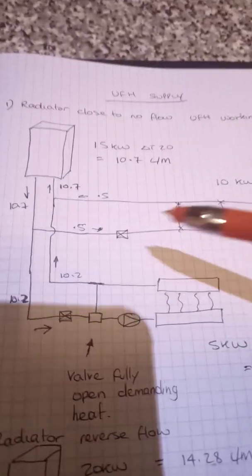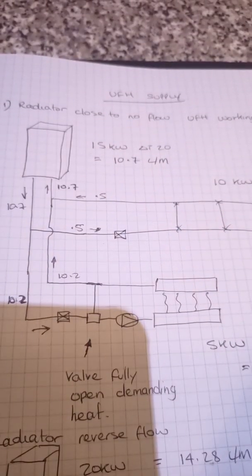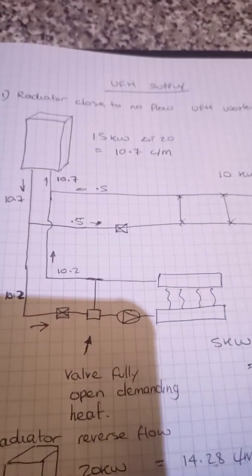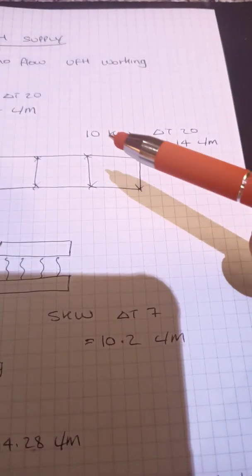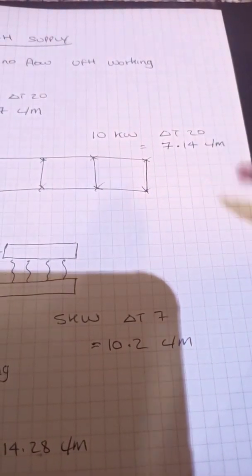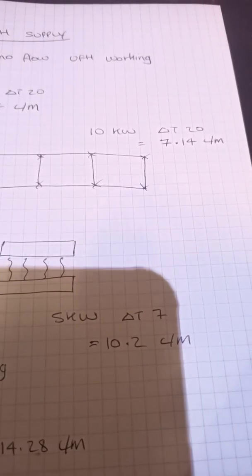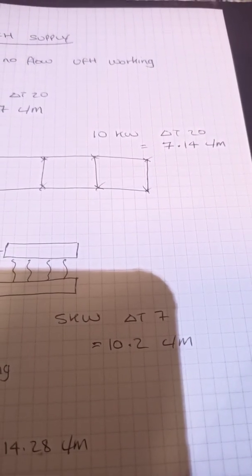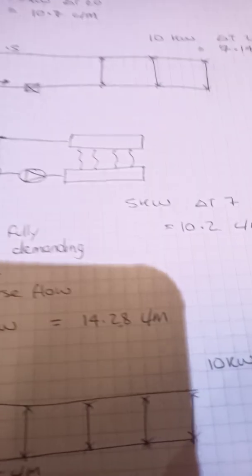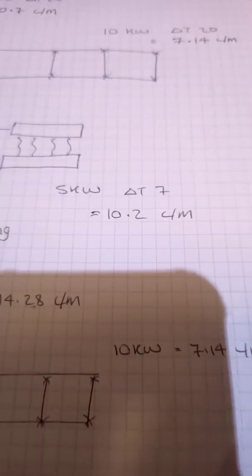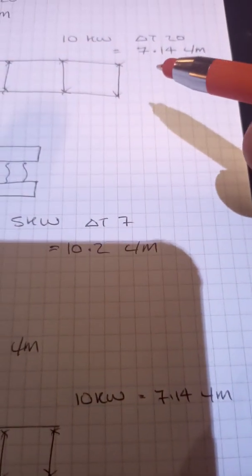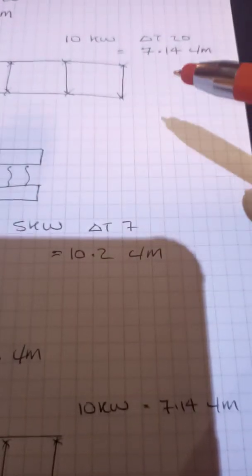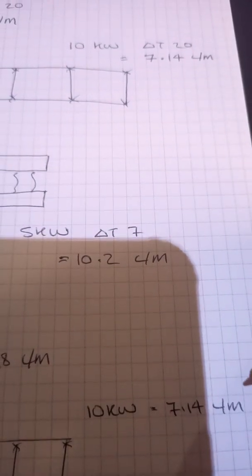First scenario, I've chosen a boiler with a load upon it of 15 kilowatts, a delta T20. So that's going to be running at 10.7 litres per minute. The load is made up of a radiator load of 10 kilowatts at delta T20, so that will require a flow rate of 7.14 litres per minute, and a load of 5 kilowatts on underfloor at delta T7, so that will require a flow rate of 10.2 litres per minute. So the total load flow is 17.34 litres per minute.